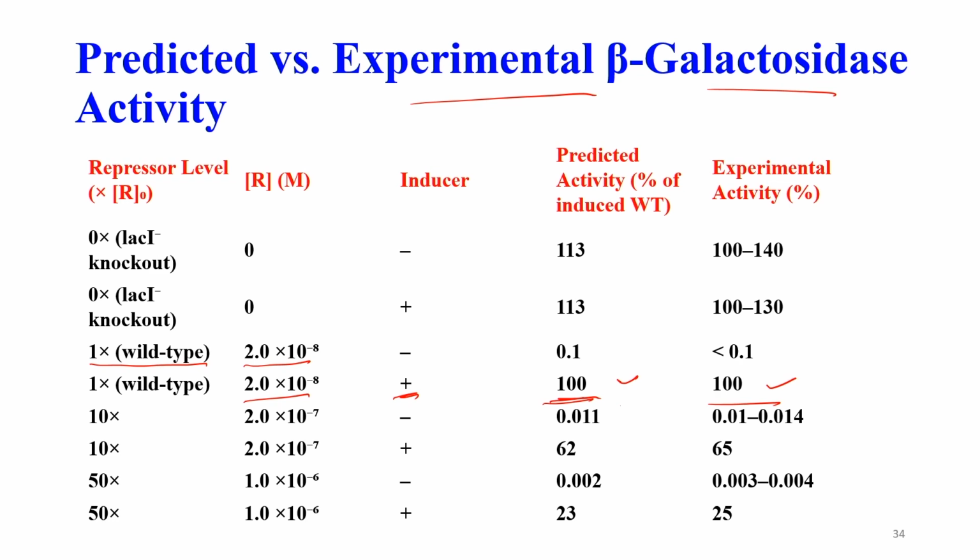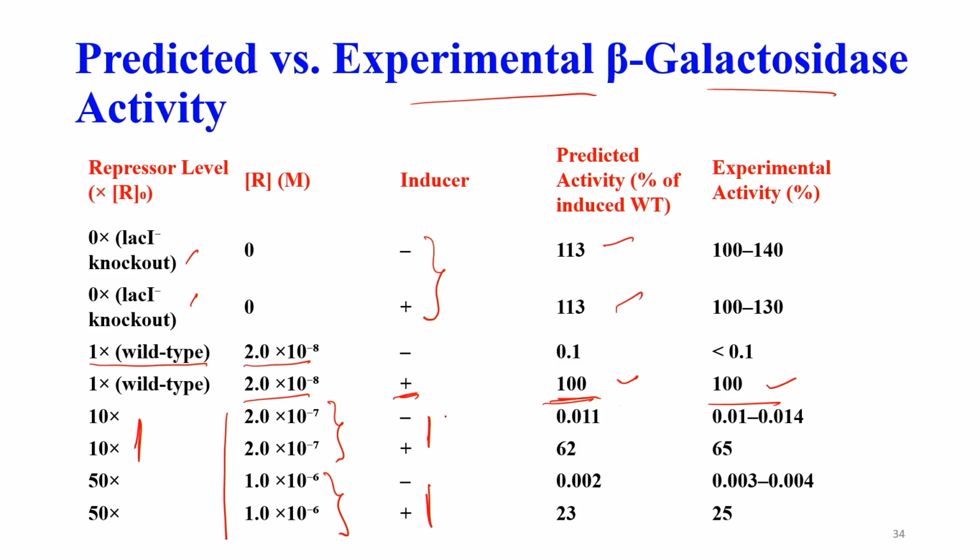Now, interestingly, if you see the lacI knockout cases, when there is a knockout, there is no effect of inducer. In both the cases, we got close to 100%. Now, here we are going to add the repressor molecule. You can see these two are 10x and this is further 50x. These are the concentrations of repressor, and in both the cases we are comparing in the presence and in the absence of inducer.